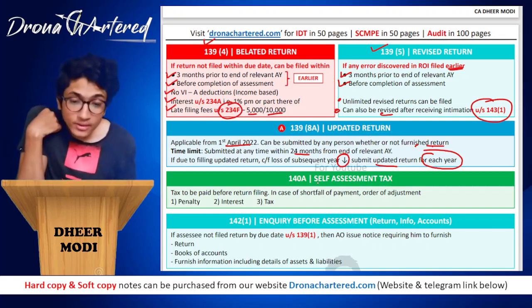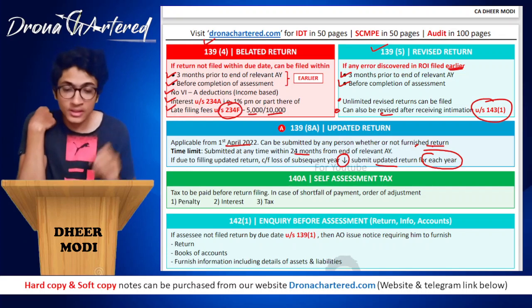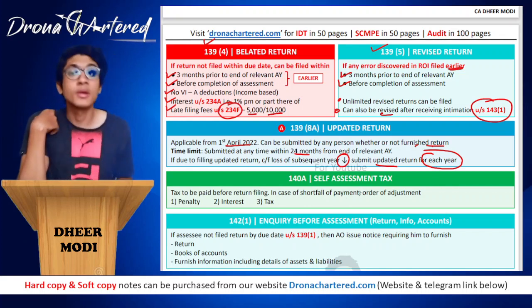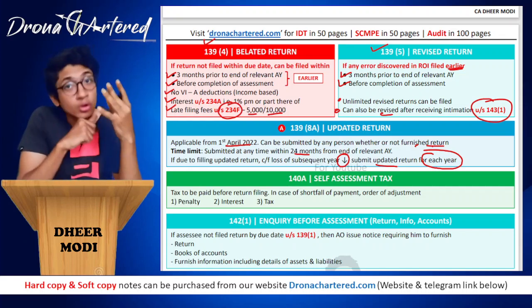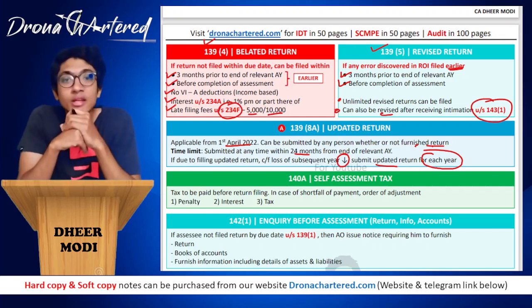Great. Now next is your section 140A. 140A talks about self-assessment tax. Nothing complicated. Tax to be paid before return filing. In case of shortfall of payment, for example, if your total tax liability came to 200 rupees and you paid only 170 rupees, now there is a shortfall of 30 rupees.